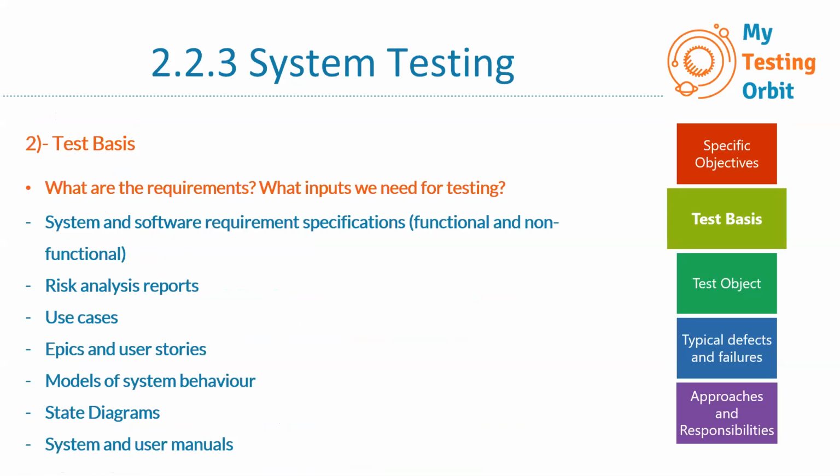Next is test basis. So what are the requirements, what inputs we need for testing? Over here, we will have system and software requirement specification, both functional and non-functional. If we are testing a system, obviously we need some kind of requirements for that, and it can be in different format. It can be a document, it can be any project management system we are using, like Jira or TFS or whatever the company is using.